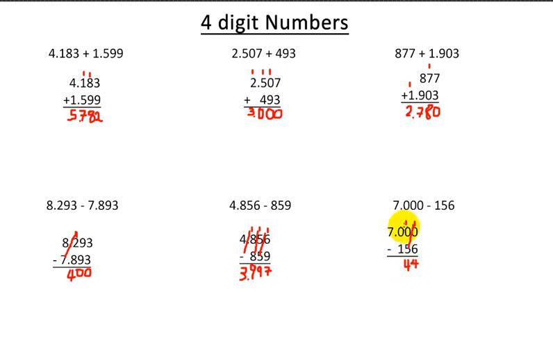I return this here. The 1 becomes a 2. I borrow again because I can't do 0 take away 2. I say 10 take away 2 makes 8. I return this here. So I say 7 take away 1 makes 6. Okay, great. So now I have 6,844.